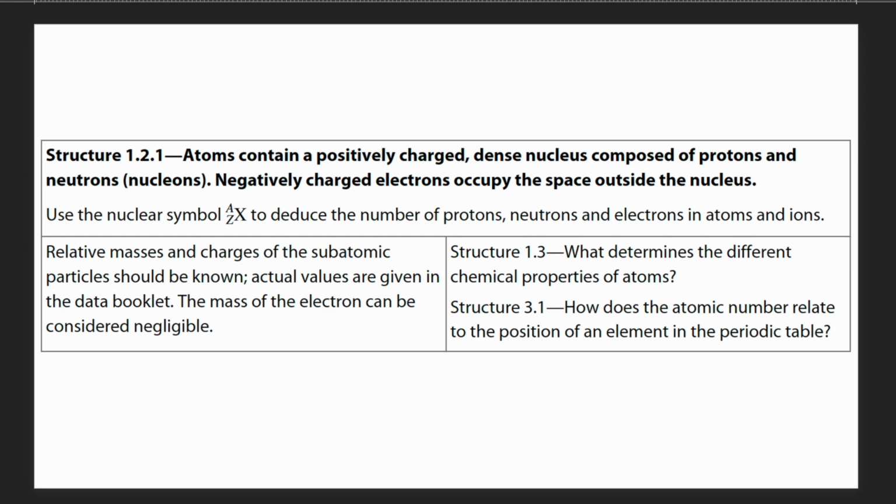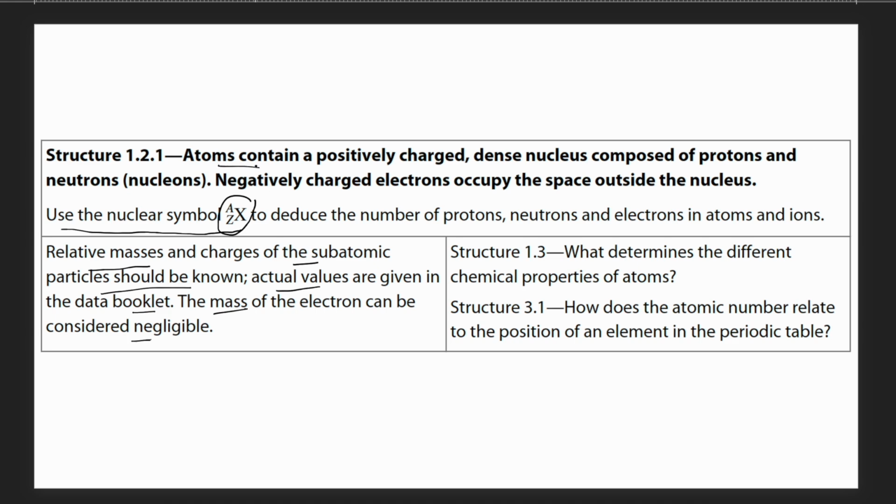And from structure 1.2.1, you need to know how to use the nuclear symbol to deduce the number of protons, neutrons, and electrons in atoms and ions. Relative masses and charges of the subatomic particles should be known. Actual values are given in the data booklet, and the mass of the electron can be considered negligible.